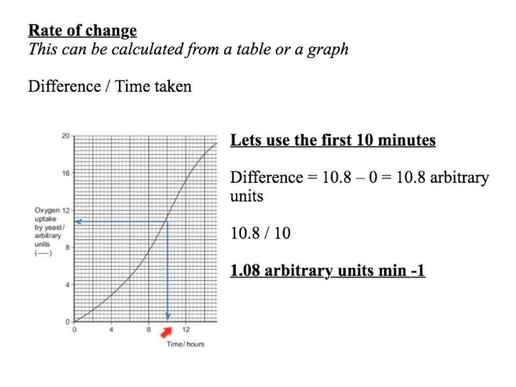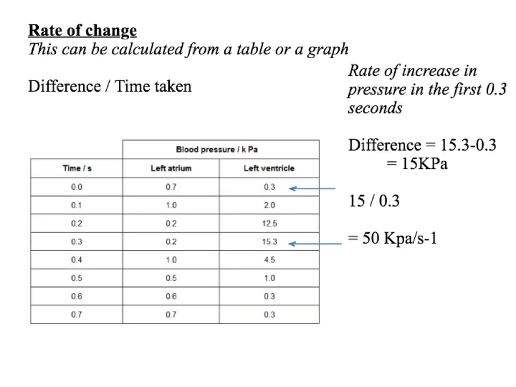So 10.8 minus 0, so the difference is 10.8, and it's in arbitrary units. So 10.8 divided by the time taken, which was 10 hours, gives 1.08 arbitrary units per hour. This time we're going to do a rate of change using a table.